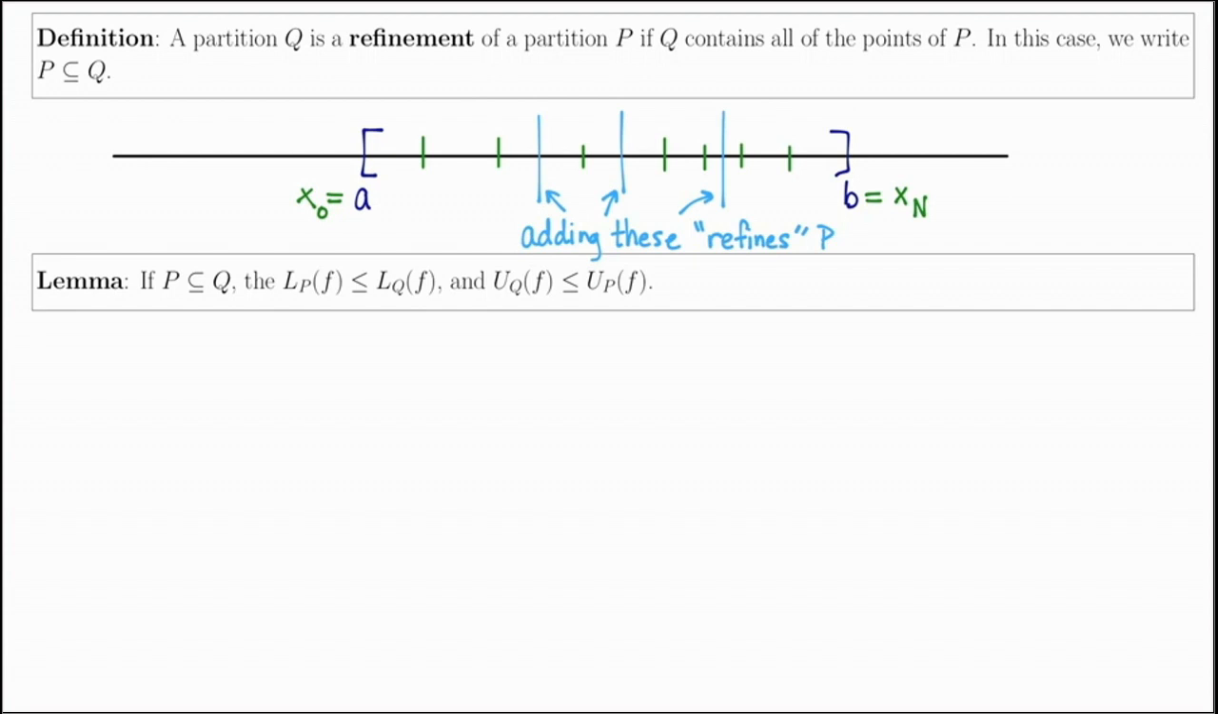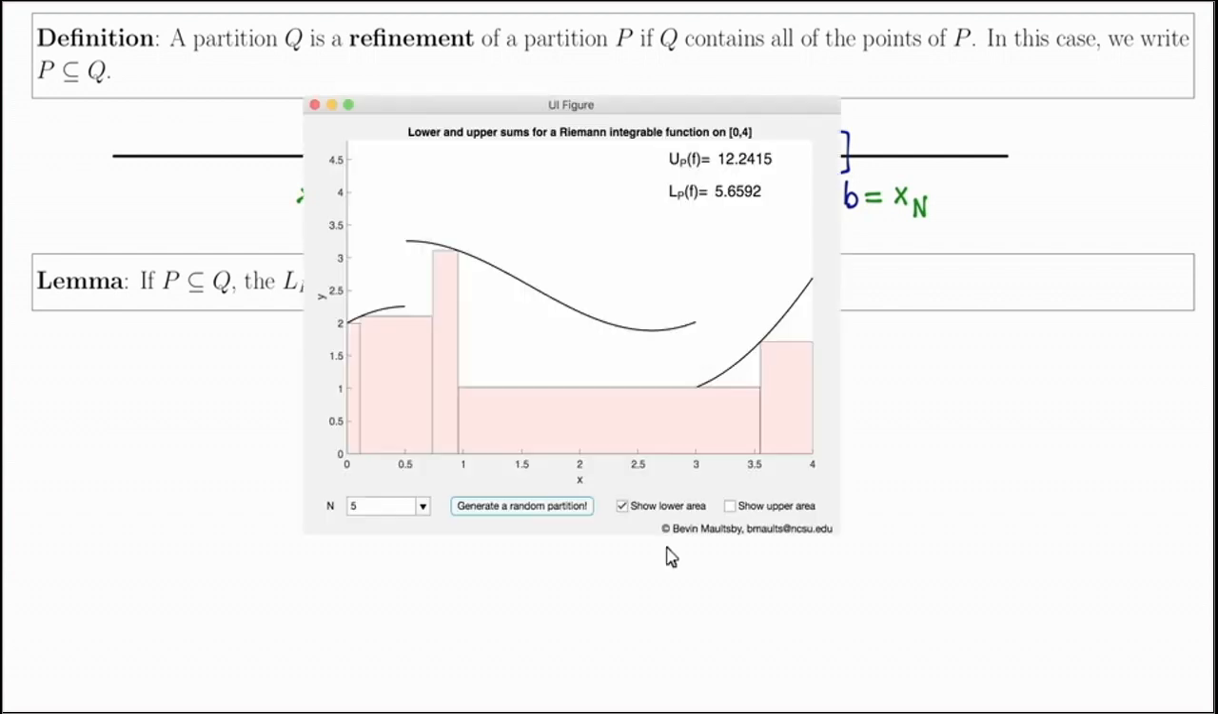So let's think about what would happen to the lower and upper sums of a function over, say, a partition P versus its refinement Q. Our result is going to be that if Q refines P, so this notation means all of the points of P are contained in Q, but maybe Q has more points, then the lower sum of Q is greater than or equal to the lower sum of P. So mentally what you picture is something like this.